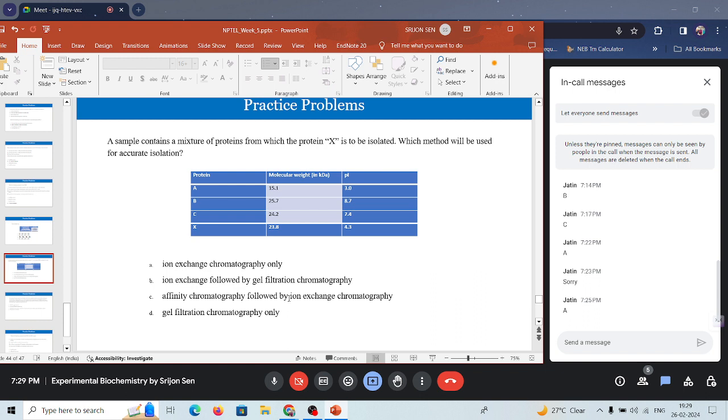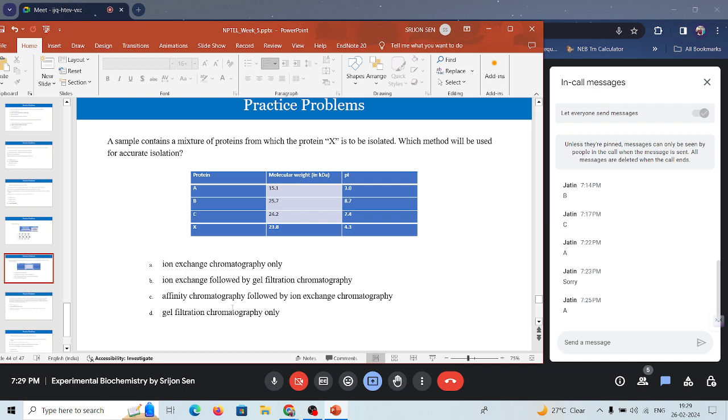If you see very well, the options given are affinity chromatography followed by ion exchange chromatography, gel filtration chromatography, ion exchange chromatography, and ion exchange followed by gel filtration. So only if you do ion exchange chromatography, you cannot separate the proteins. Even if you are using a pH of, say, 6, then A and X would be on one side, B and C would be on the other side, and then you do not know what to do.